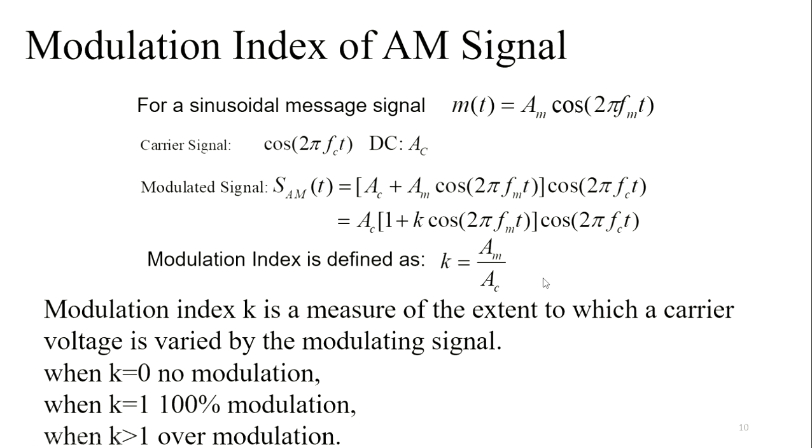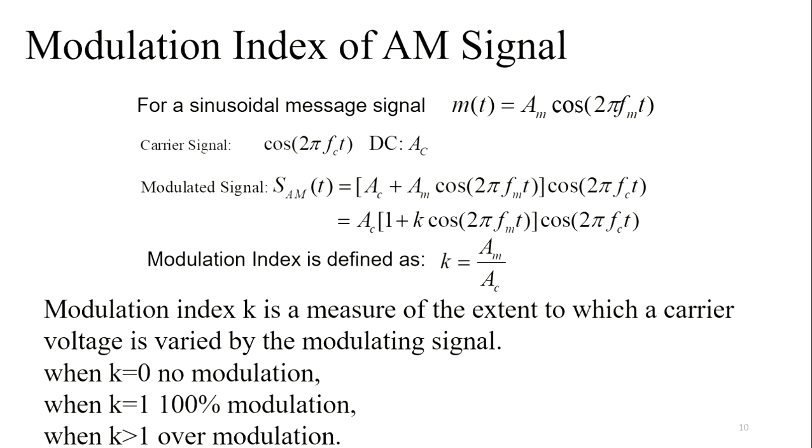Now the modulation index of the AM signal. We already know the message signal m(t) is equal to AM cos 2 pi FM t. The carrier signal is AC cos 2 pi FC t. The modulated signal SM is equal to AC, the carrier, plus AM, the message signal, cos 2 pi FM t, times cos 2 pi FC t. So AC is the carrier amplitude outside, times 1 plus K. K is nothing but the modulation index. The modulation index is the ratio between the message signal and the carrier signal. It is a very important parameter.